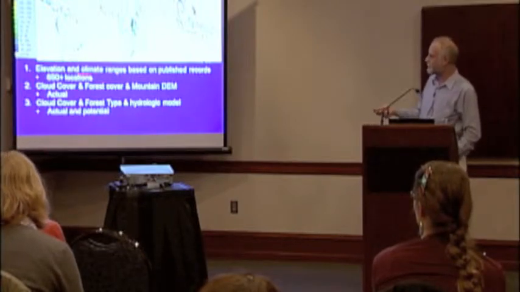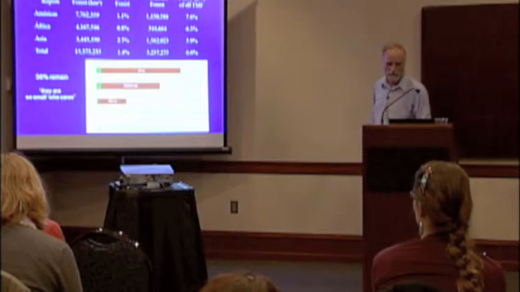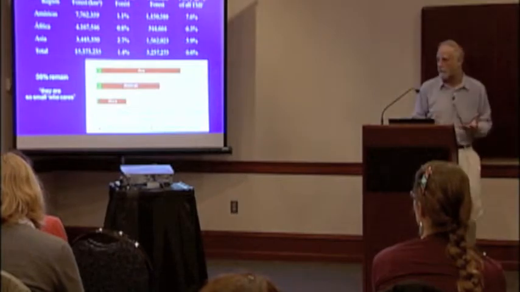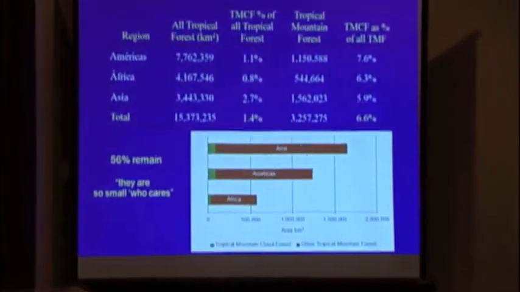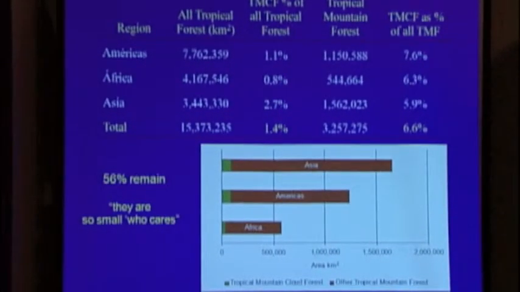And a lot of this work has been done by colleagues, mostly Mike Mulligan out of King's College in the UK, and a whole range of people have been working on this. But so what do we find? Now we finally have a map of them that everyone agrees on, and it turns out they don't occupy a big area. They turn out to be less than 1.4% of all tropical forests.